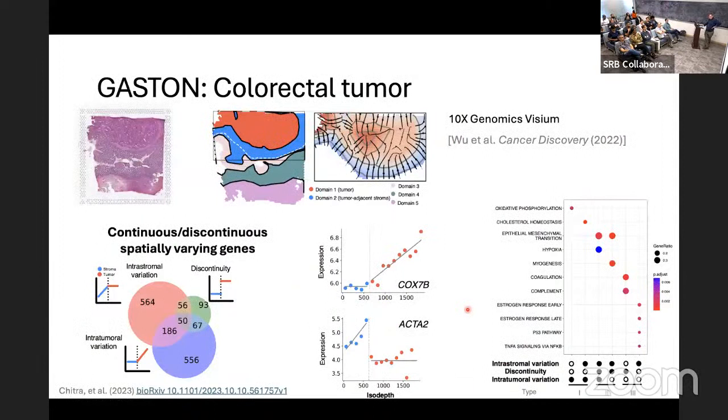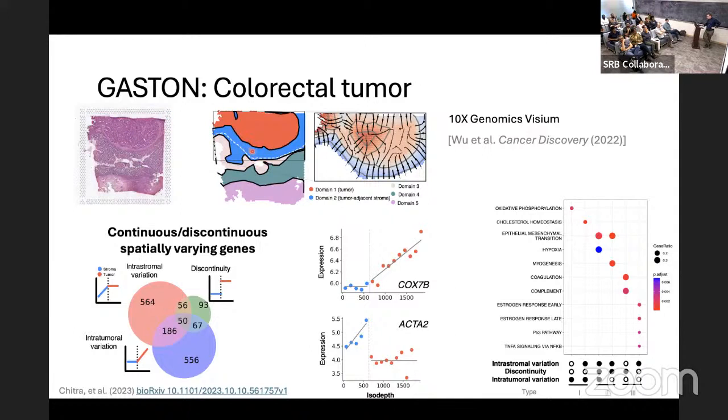We can do this in some tumors, not all, but some. Here's a colorectal tumor. So here's the H&E image of this tumor. We run the algorithm. It sort of learns this kind of layered structure. This region right here is exactly where the pathologist has annotated the tumor cells.